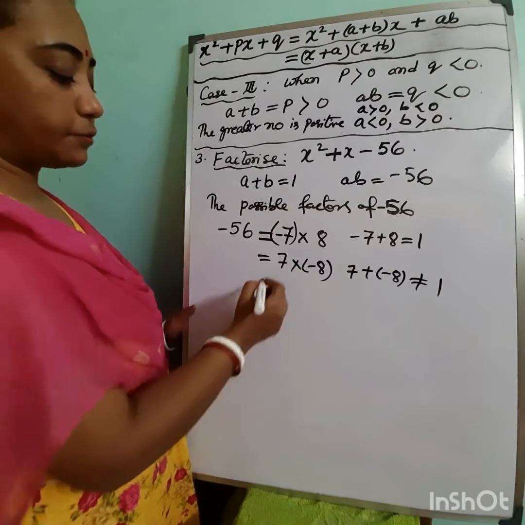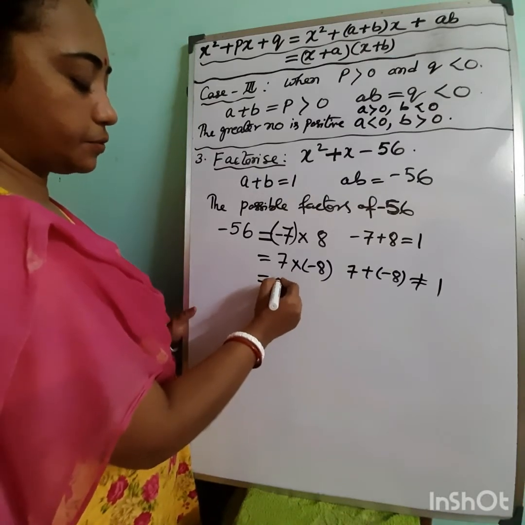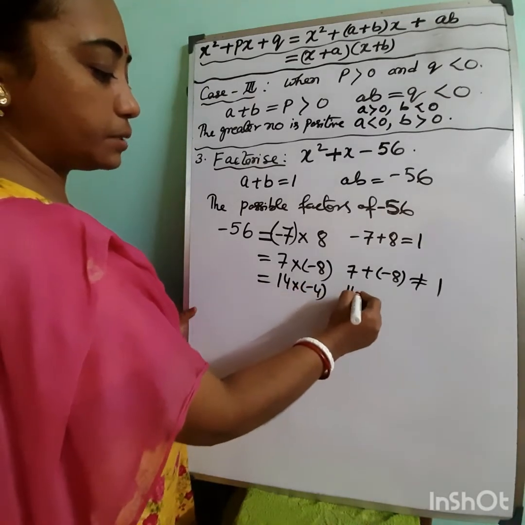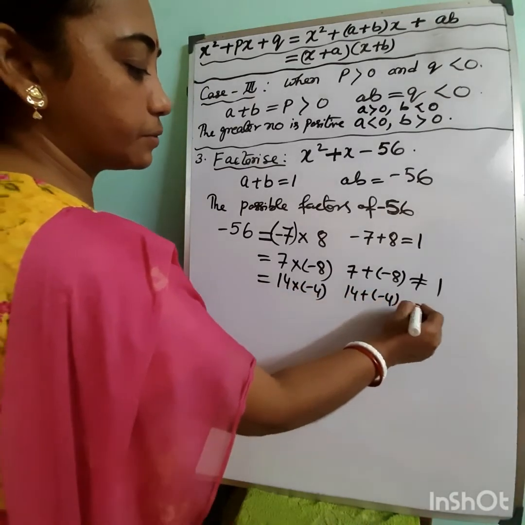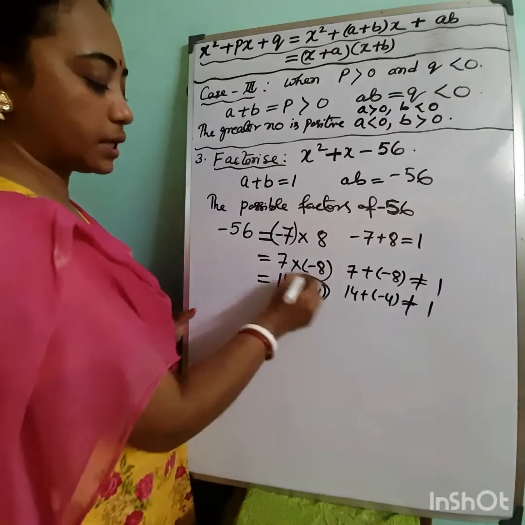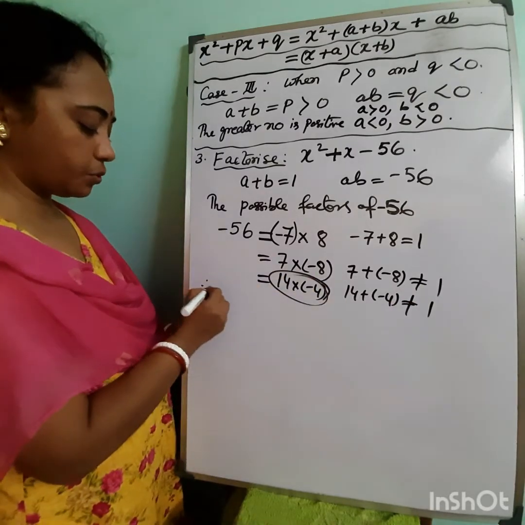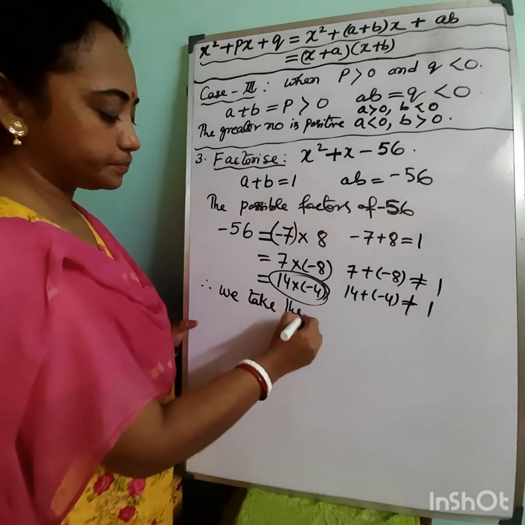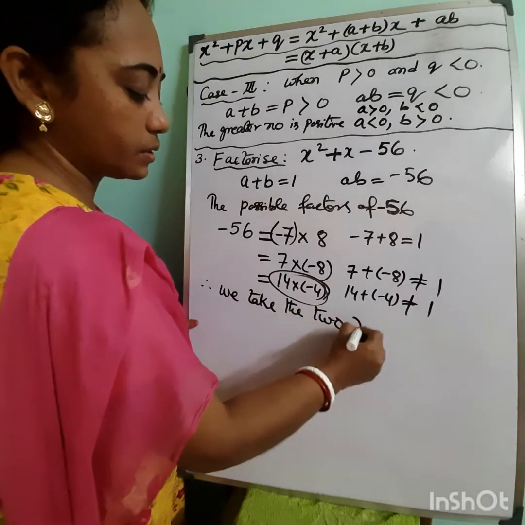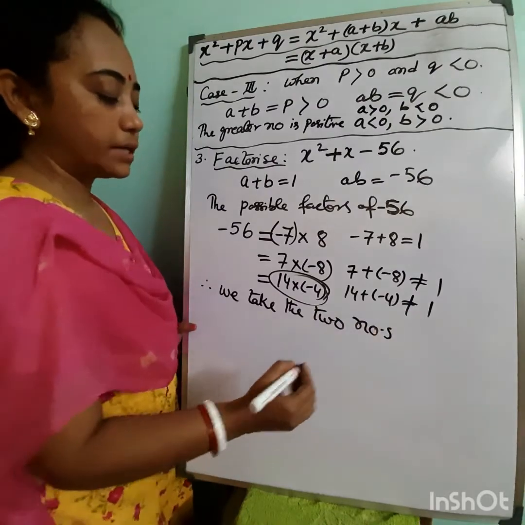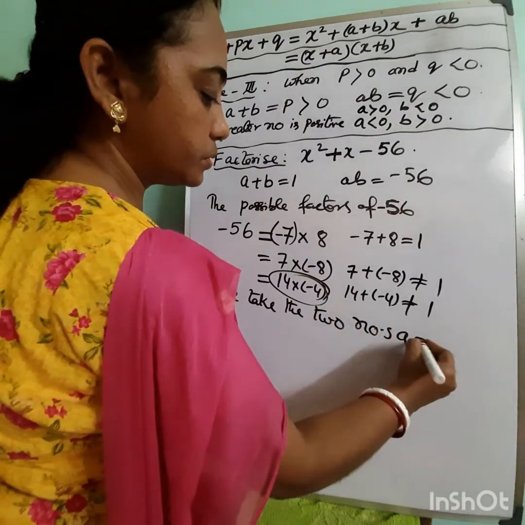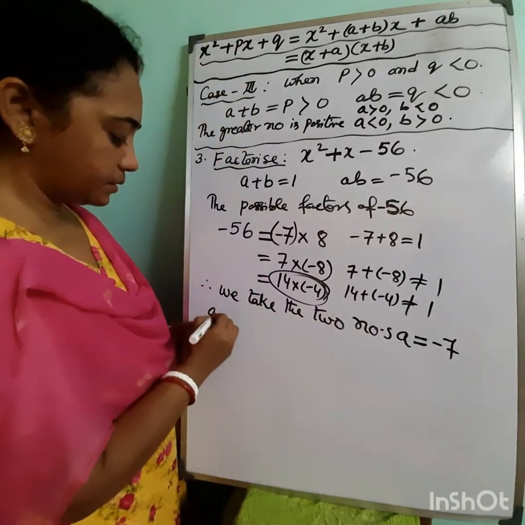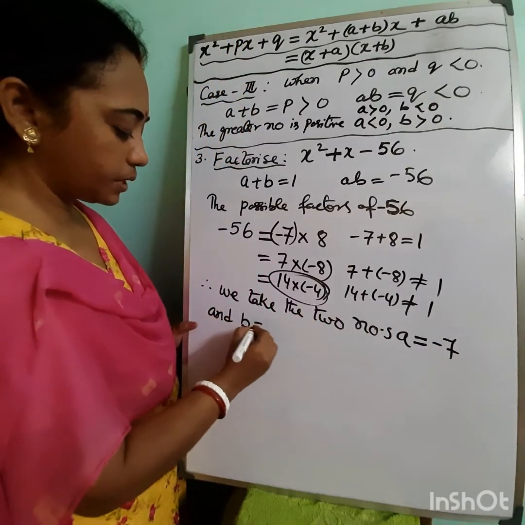We know also that 14 fours are also 56. So if we write 14 multiplied by minus 4, then 14 plus minus 4 will not give 1. So we will not consider these two factors. So therefore we take the two numbers, suppose a is equal to minus 7 and b is equal to 8.